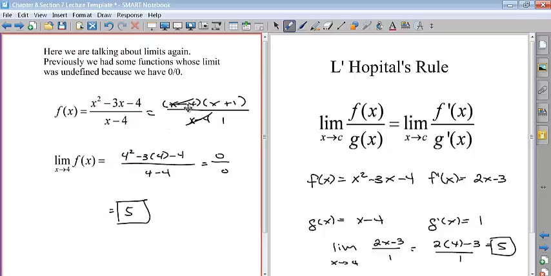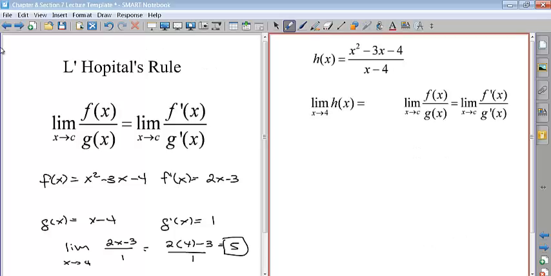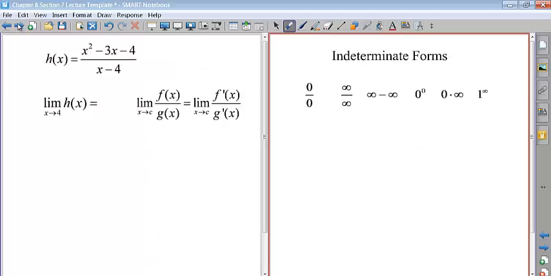Here I used the canceling out technique. Here I used what's called L'Hopital. So it's not L'Hopital's, it's L'Hopital. It's a French guy. Okay, so we just did that one.